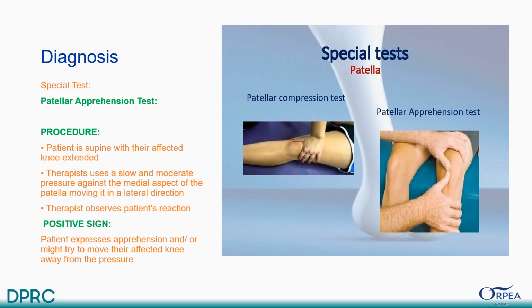Diagnostic tests are the patellar apprehension test and the patellar compression test. In the patellar apprehension test, the patient is supine with the knee in extension. The therapist slowly and moderately applies pressure on the medial aspect of the patella, moving it to the lateral side. If there is apprehension as you move it to the lateral side, away from the pressure, it's a positive sign.